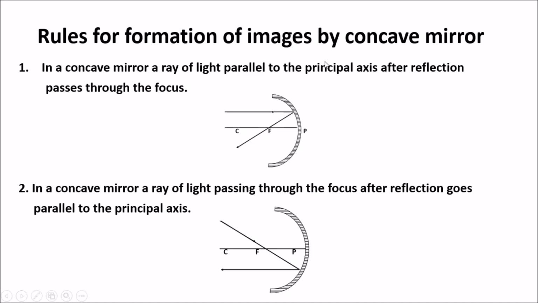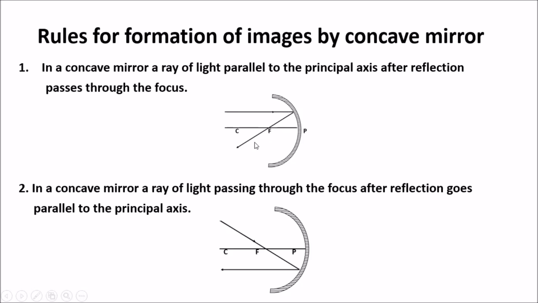Now, if you recollect from our previous video, whenever we are talking about concave mirror, there are several related terms. The terms are pole, which is the center of the mirror; focus, where the rays will converge after reflection; center of curvature, which is the center of the sphere from which the mirror is made. So you can see here rule 1, the ray which is parallel to the principal axis. After it hits the concave mirror, it gets reflected and passes through the focus. So what is rule 1? In a concave mirror, a ray of light parallel to the principal axis after reflection passes through the focus.